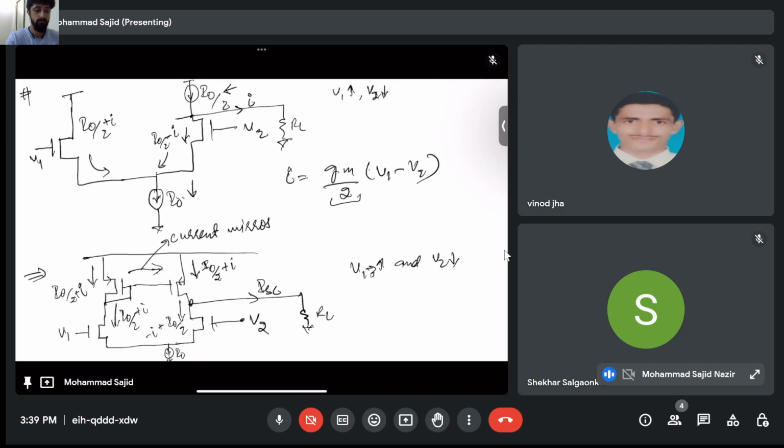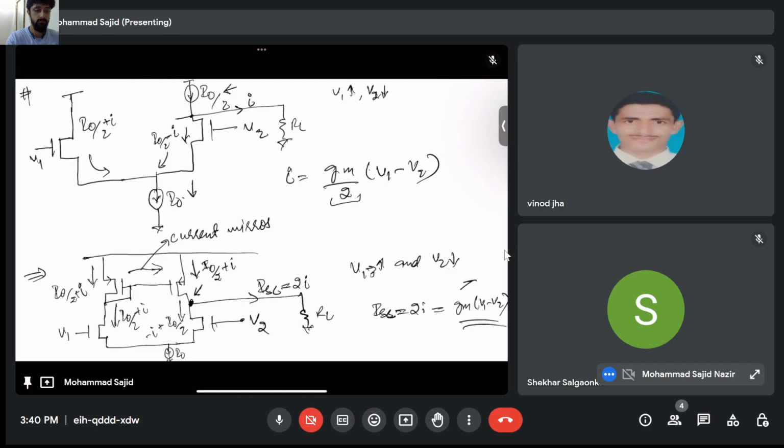Now come here at this point. There is a current of I naught by 2 plus I coming here and leaving is I naught by 2 minus I. So the difference in the current is flowing through this branch. So your ISC is simply I plus I, that is 2I. So your short circuit current is 2 times I. So this will give you Gm times V1 minus V2. So you see that there is an increase in gain. Okay. So this is one thing we had to discuss before going to the questions.